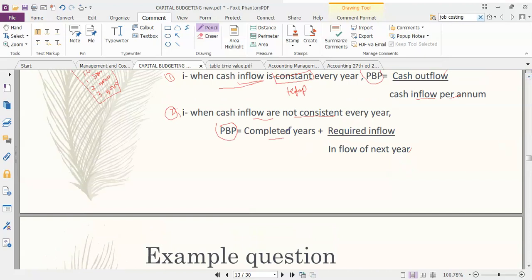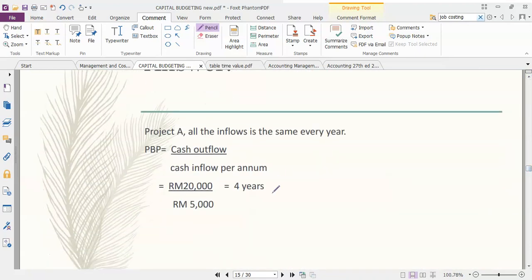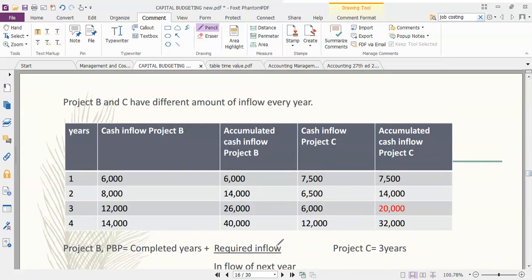Okay, very good. Completed years plus with required inflow divided with inflow of the next year. Let's look how we should calculate for the project. The project A we got 4 years. That is correct. So how to calculate for project B? If the question gives you different inflow for each year, you should add on another table to calculate for accumulated cash inflow. How to calculate for accumulated cash inflow? The first year is 6,000. And then on the second year is 8,000.